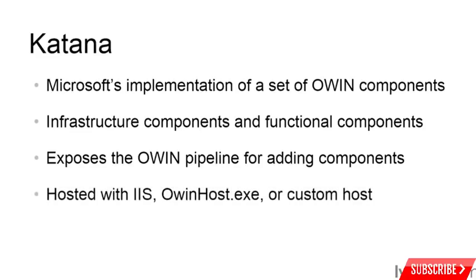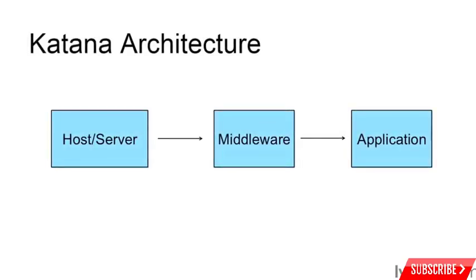An application using Owin components can be hosted using IIS or with the OwinHost.exe assembly, which is included with Katana. It's also fairly easy to design a custom host for these components. Here are the four high-level pieces of a project that makes use of Katana.